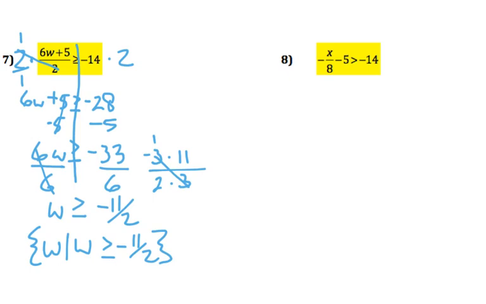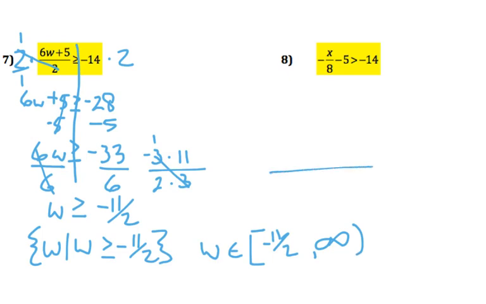Okay, for interval notation, we would have w is an element of. And notice w is greater than or equal to negative 11 halves. That's the smallest value, so we're going to include it using a bracket, since we have the or equal to, negative 11 halves. And then we're going to have infinity.